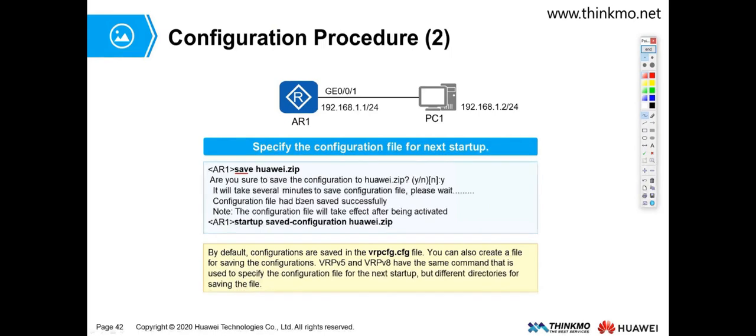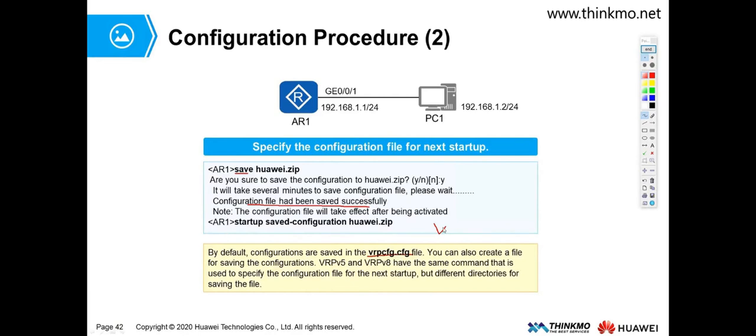It will inform you that saving the configuration file will take a few minutes, so please wait. If everything is fine, it will pop up with a message telling you that all configuration files will take effect after activation. In the future, if we don't configure it here, by default, it will be saved to a file called vrpcfg.cfg. We can also create a folder to save the configuration.